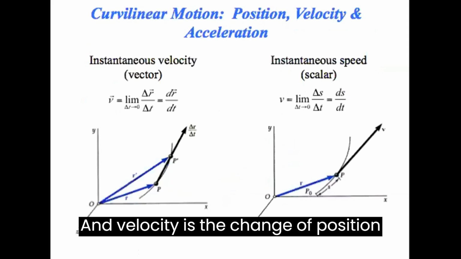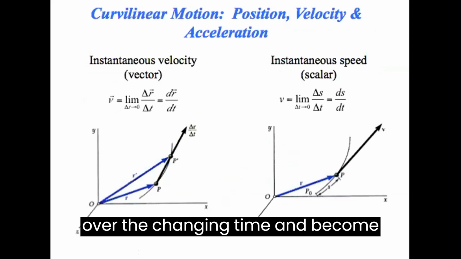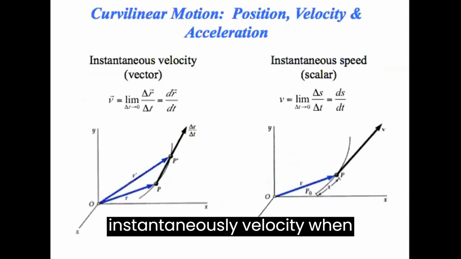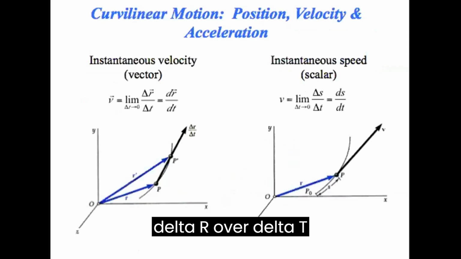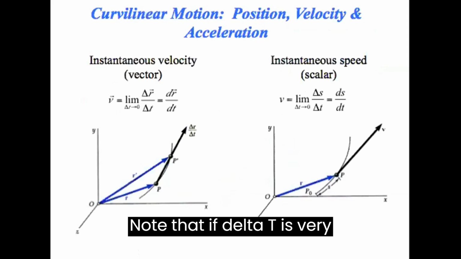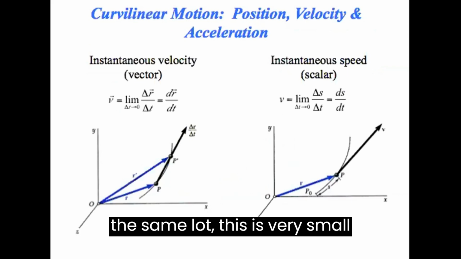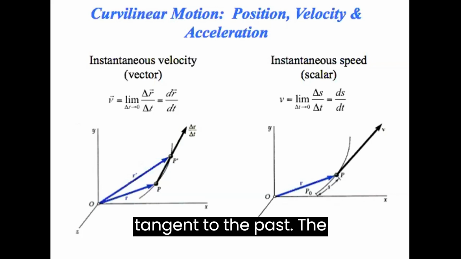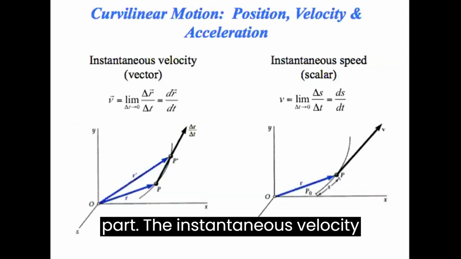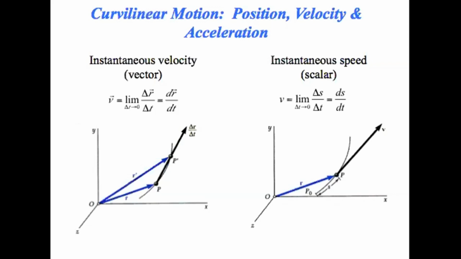And velocity is the change of position over the changing time, and becomes instantaneous velocity when time approaches zero, and becomes delta r over delta t. Note that if delta t is very small, r and r prime are on the same line. This very small dr is perpendicular to the position vector, and we can say it's tangent to the path. The important conclusion of this part: the instantaneous velocity is always tangent to the curve of the path.